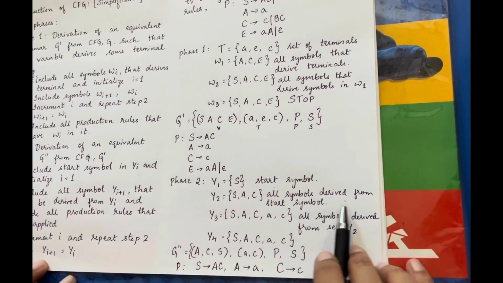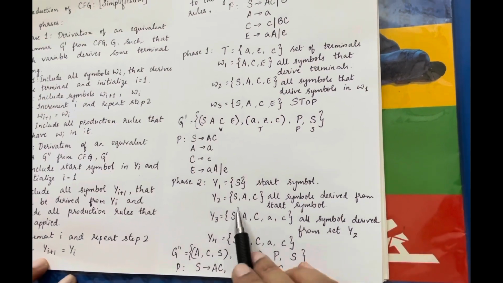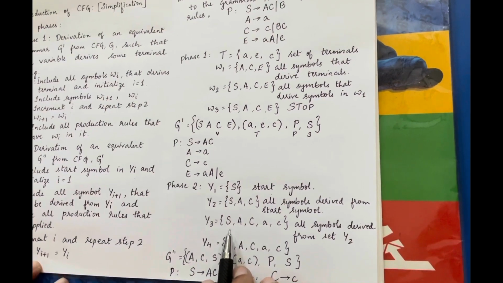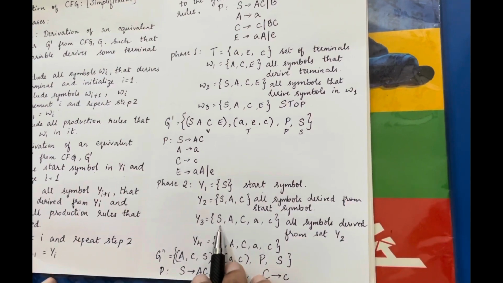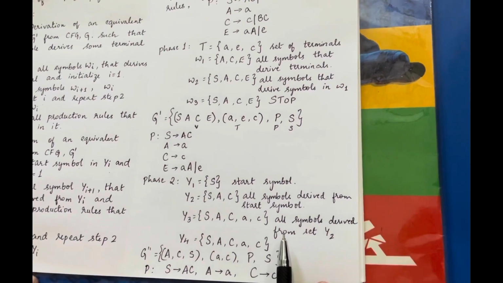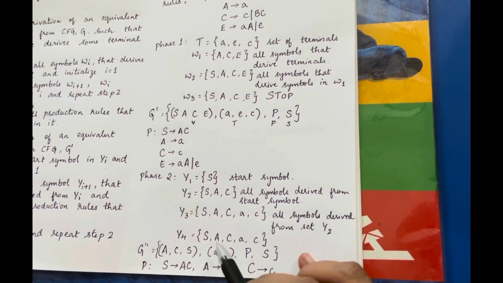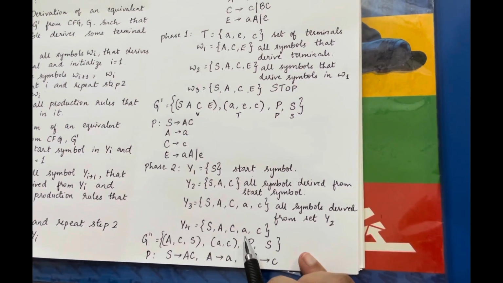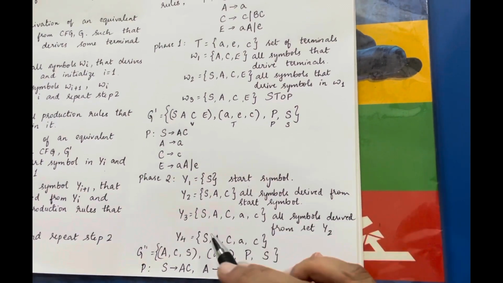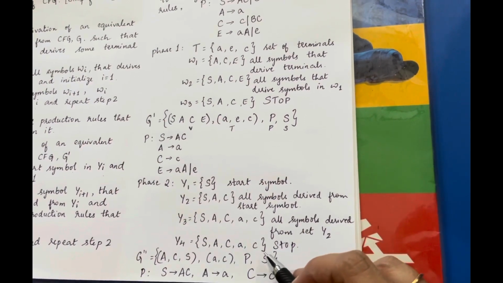So all those symbols you derive from the start symbol are included in Y2. Then for Y3, you first include all those symbols already in Y2, that is S, A, C, and you check all those symbols derived from Y2, that is from S, A, C. So I get small a and small c also, and then I go ahead to the next step, Y4. There you can see S, A, C, a and c are retained, and you check if there is any other symbol that you can derive. So you will stop at Y4, where you cannot derive any more symbols.